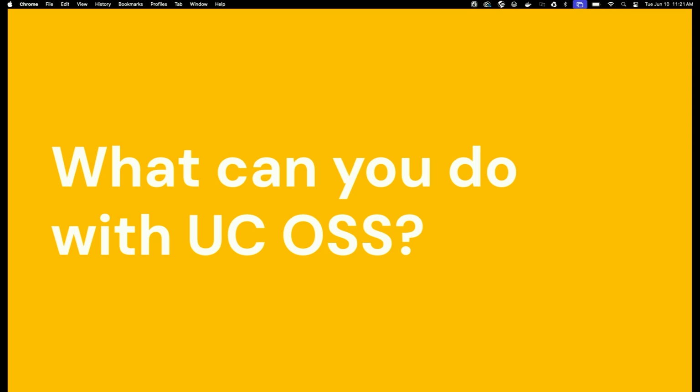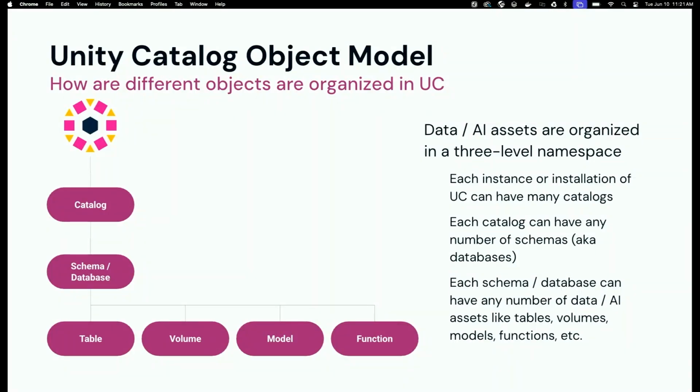So what can you do with UC OSS? To understand UC, you need to understand the object model. How are these different data and AI assets stored in UC? We have the catalog, and there's a 3-level namespace. So you can have any number of catalog objects, my catalog 1, my catalog 2. Inside each catalog, there can be any number of schemas, or databases, and schema and database are equivalent terms here. And inside the schema, you can have tables, volumes, models, functions, other things.